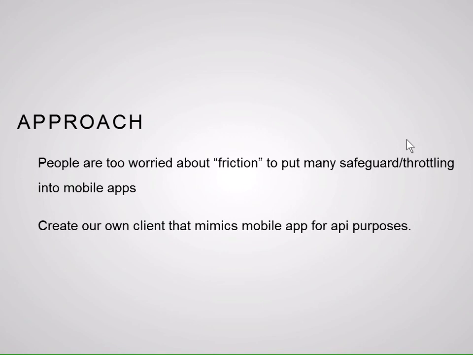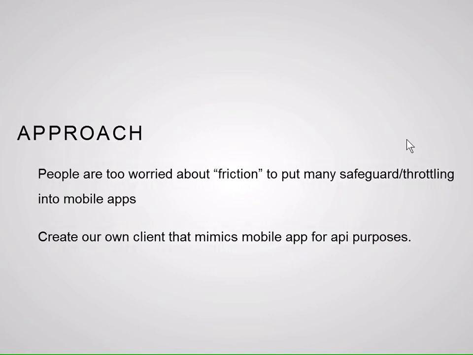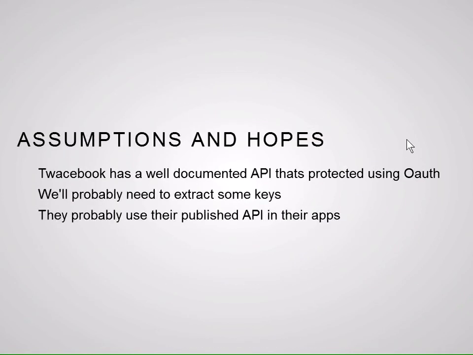We want to create a client that mimics the mobile app to use the mobile APIs that have much less restrictions. We don't have to solve CAPTCHAs, we don't have to verify email addresses, things like that. So the assumptions we're going to work on are that Facebook uses for their app the same well-documented API that they use for third-party clients to use. They probably eat their own dog food. We're going to probably have to extract some keys, private keys, to impersonate the clients. And we're going to hope to build on top of that as much as possible.